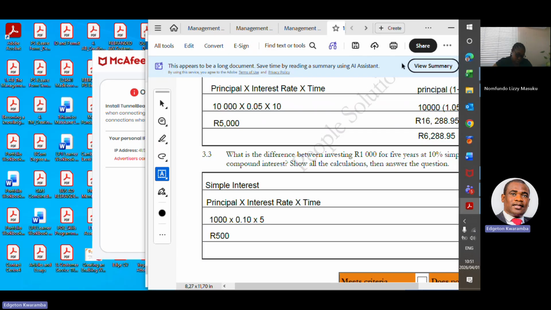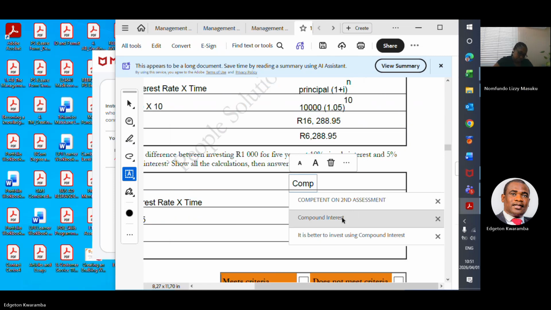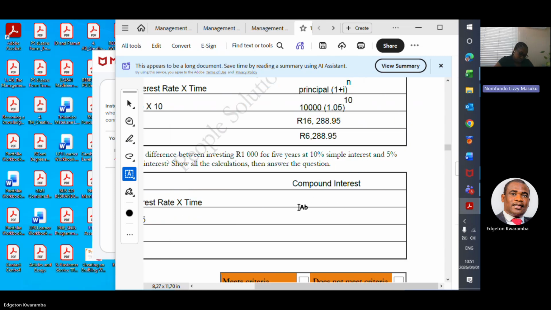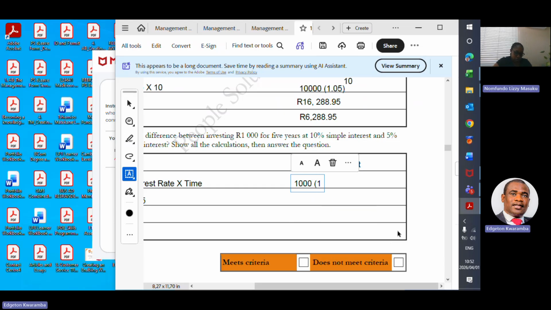Okay, perfect. And now we do compound interest on the other side. All right, so this time it's 1,000. Then we open the bracket. Then we say 1 plus. For compound, they said 5%, so it's still 0.05. The number of years remains the same, 5 years.